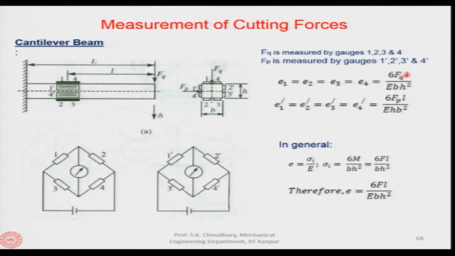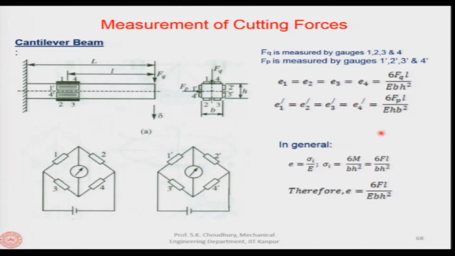So, 6 Fq L, where L is the length, divided by E b h square. So, b and h will be in this. Now, E1 prime, E2 prime, E3 prime and E4 prime, which are these sensors, will measure, as we said, the force perpendicular to Fq, which is Fp. So, in the general formula, we put Fp in place of F, because these sensors 1 prime, 2 prime, 3 prime and 4 prime are sensing the force Fp.